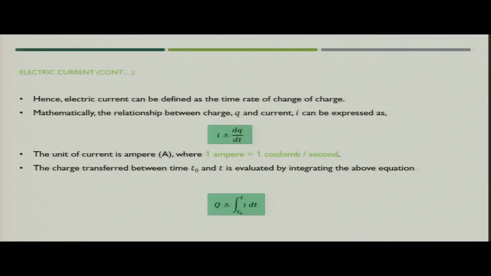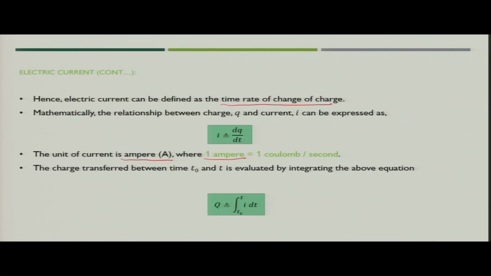Now, since electric current can be defined as the time rate of change of charge, you can simply define it as I equals dq by dt. It means the amount of charge flowing across a particular surface in unit time. Current is measured in amperes, and 1 ampere is defined as 1 coulomb per second.